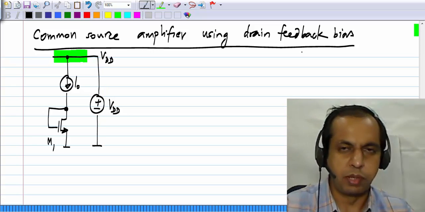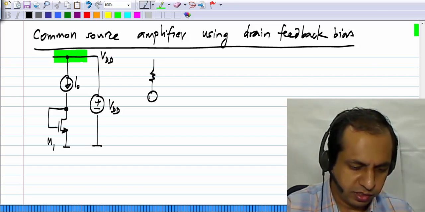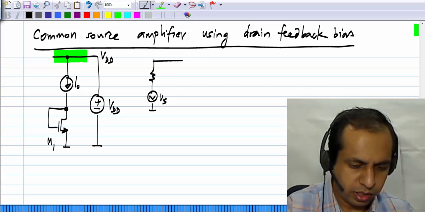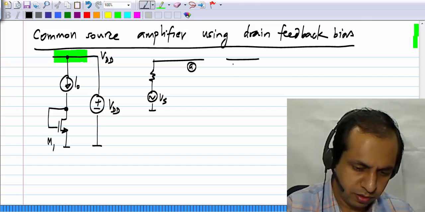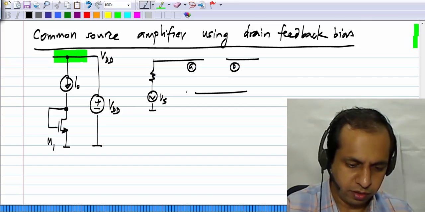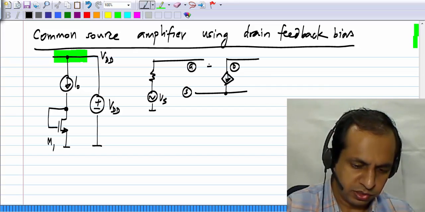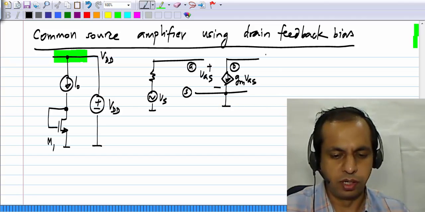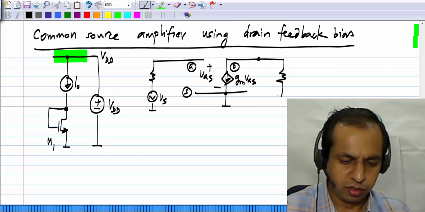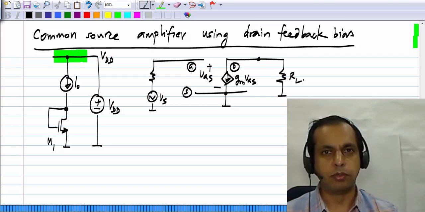Now, what is the common source amplifier? Common source amplifier is one where I have a signal source and I have my transistor, gate, drain and source, and this is the control source inside the transistor, GM VGS, where VGS is the gate source voltage. The source is grounded and the load is connected between drain and ground. This is the essence of the common source amplifier.